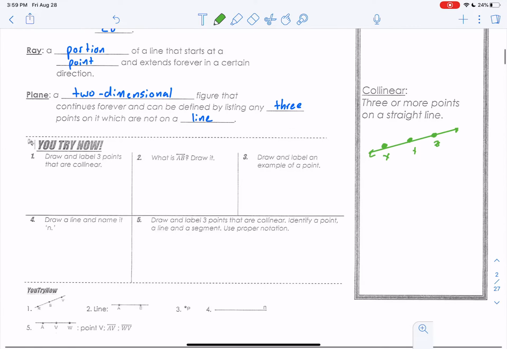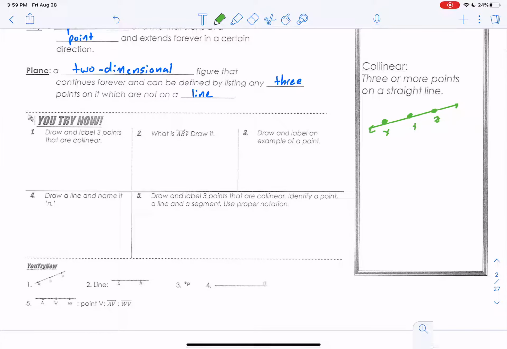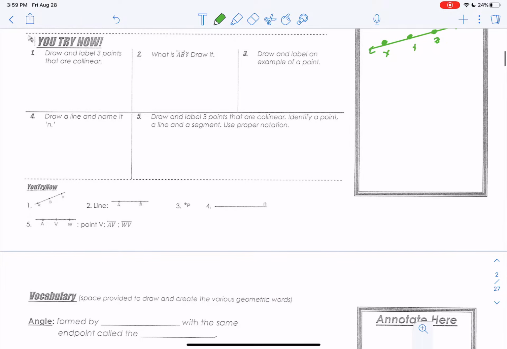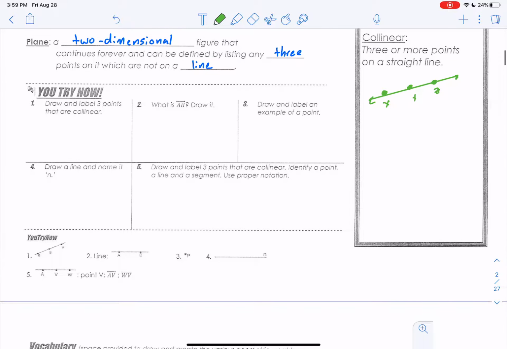All right, at this point, what I want you to do is try this You Try Now on your own. You've got the answers at the bottom, but don't cheat. Don't take a look at that. Try to answer these five questions on your own, and then pause the video right now and go ahead and try those. We will do these tomorrow in class. I'm not going to walk through it. This will be part of what we start class with. So pause the video, try the You Try Now, and then we'll come back together in a minute.